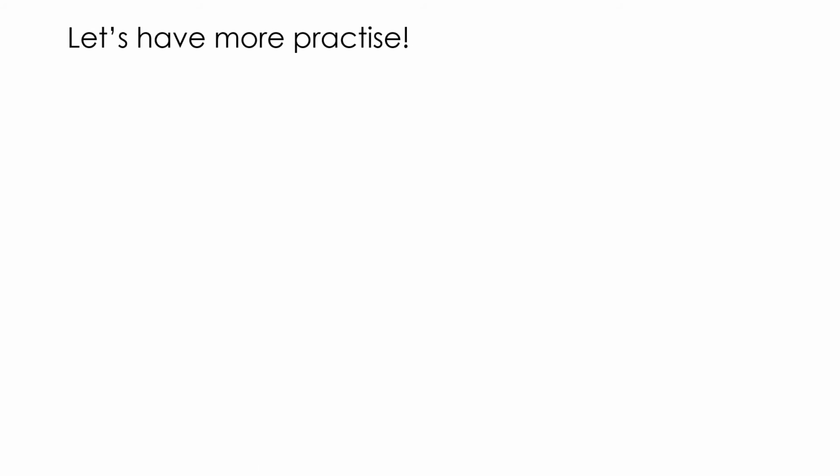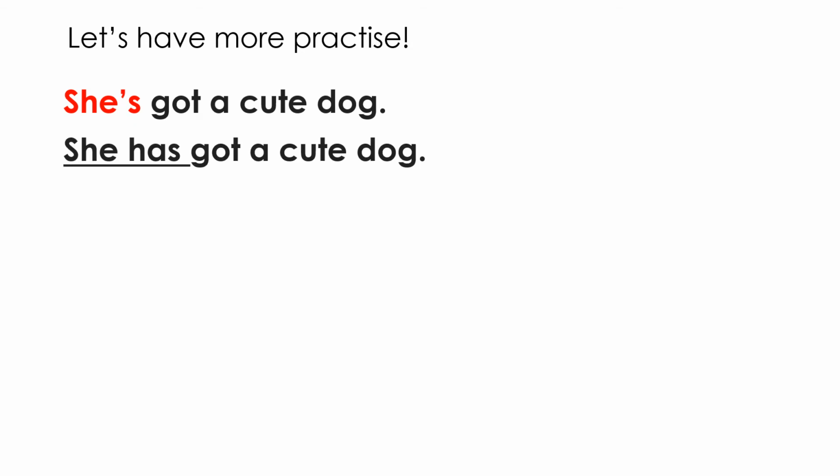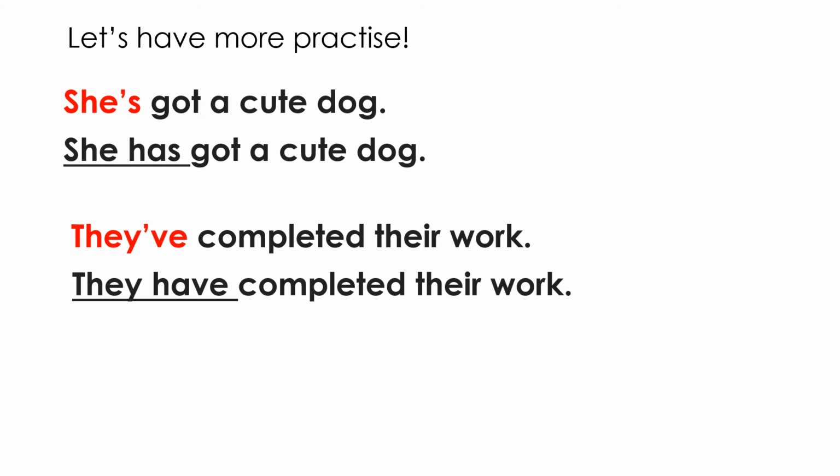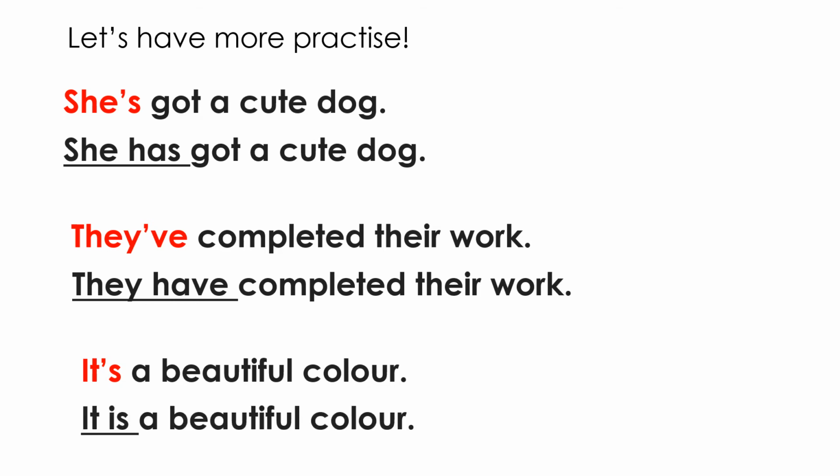How about let's have some more practice. Can you identify the two words that make up each contraction? Let's look at the first one. She's got a cute dog. She has got a cute dog. Let's look at the second one. They've completed their work. They have completed their work. It's a beautiful color. It is a beautiful color.